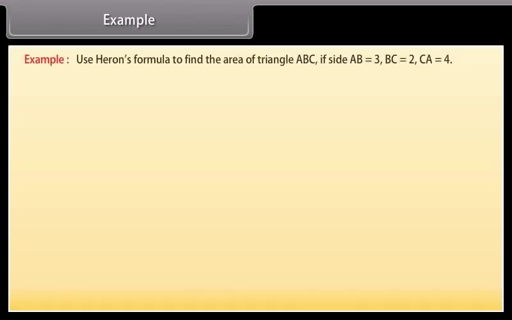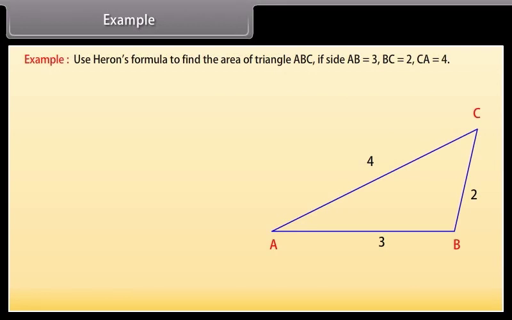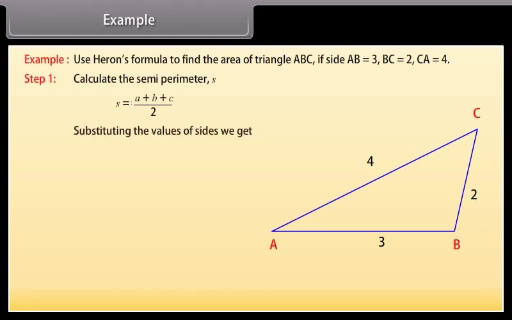Example. Let us look at some solved examples now. Use Heron's formula to find the area of triangle ABC if side AB is 3, BC is 2 and CA is 4. Solution. We will find the area step by step. Step 1. Calculate the semi-perimeter S, which is equal to (A plus B plus C) upon 2. By substituting the values of the sides we get S is equal to (3 plus 2 plus 4) whole upon 2. And by solving this we get S as 4.5.